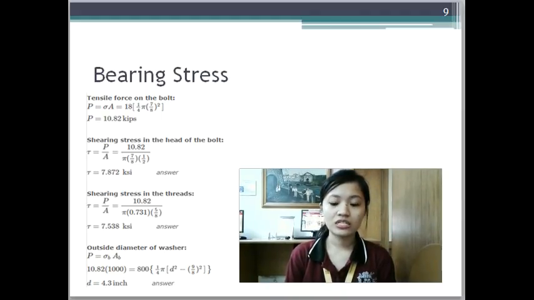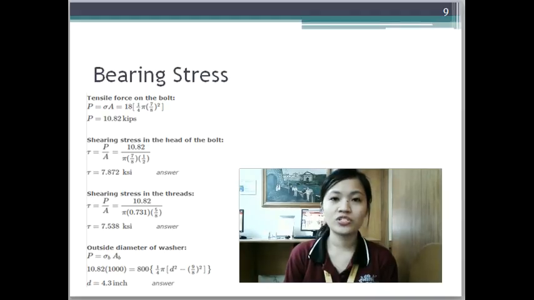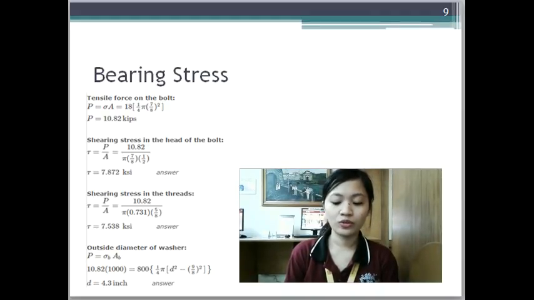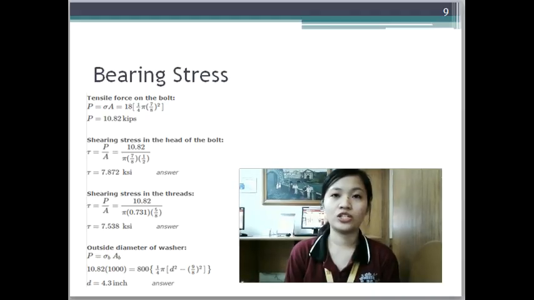For the shearing stress in the threads, tensile force over the area of the threads, where the area is equal to pi times 0.731 times 5/8, the shearing stress in the threads is equal to 7.53 psi. For the outside diameter of the washer, the formula we are going to use is the force equal to bearing stress times its area. The outside diameter is equal to 4.3 inch.